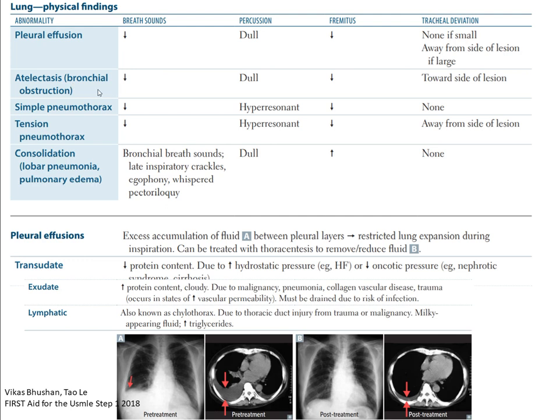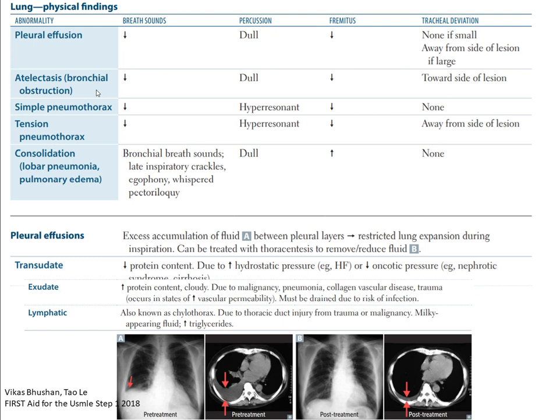Atelectasis. It is a consolidation and collapse of the lung. It is accompanied by decrease in breath sounds, dull percussion tone, and decreased fremitus, and there can be nothing to auscultate at this region. Simple pneumothorax is accompanied by decrease in breath sounds, hyperresonant percussion tone, and decrease in fremitus, no tracheal deviation.